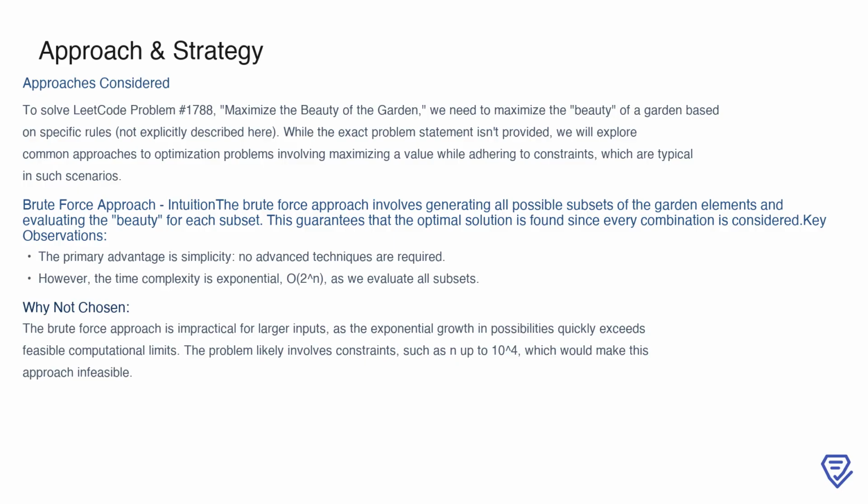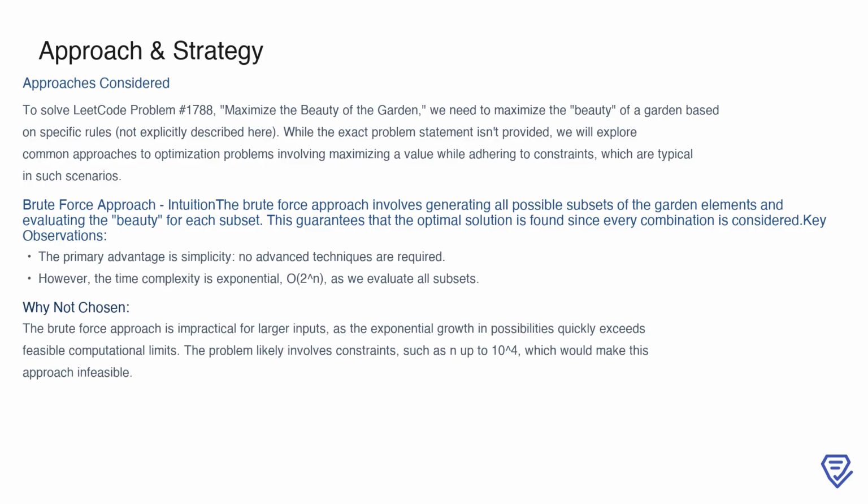approach. This method involves generating all possible subsets of the garden elements and evaluating the beauty for each subset. While this guarantees that we find the optimal solution because every combination is considered, the primary limitation lies in its computational expense. The time complexity grows exponentially, 2 to the power of n, as the number of elements increases. This means that for larger inputs, such as n up to 10,000, the approach becomes entirely impractical.